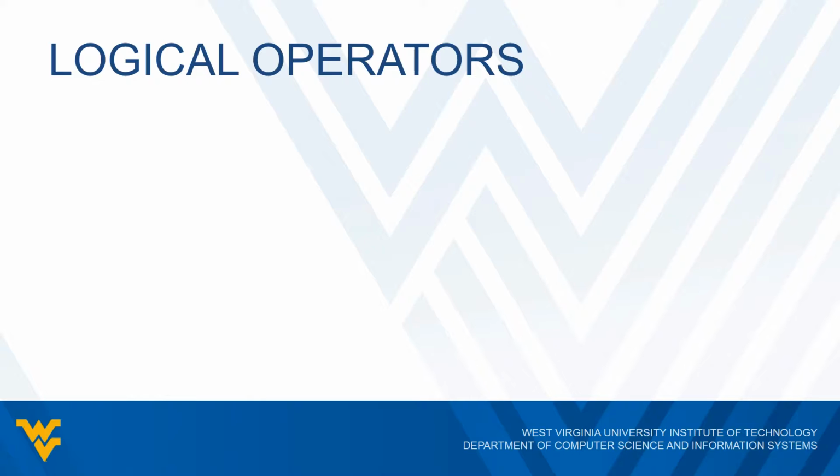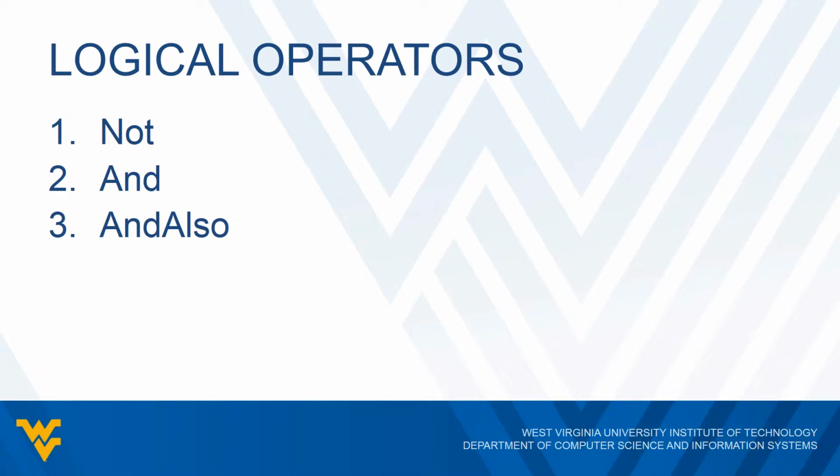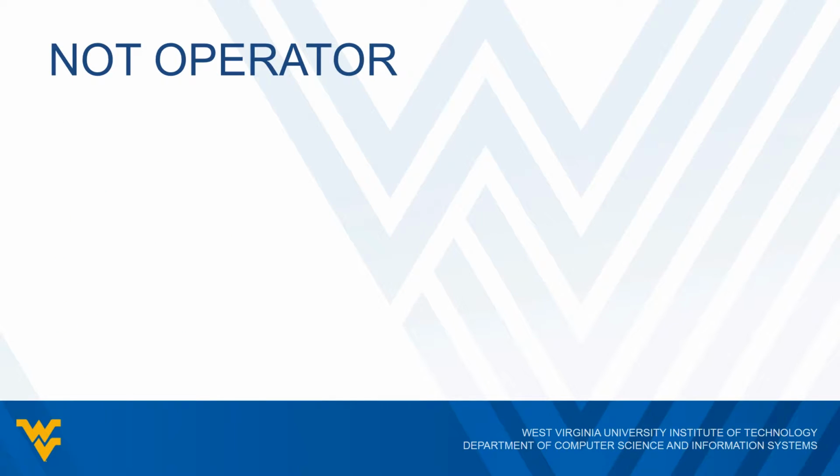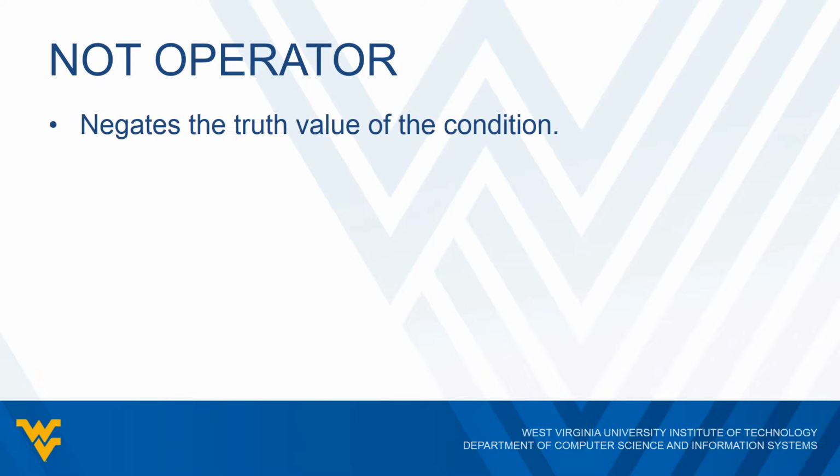There are 6 logical operators that we're going to take a look at. Some of them you'll be familiar with in other languages, others you may not be familiar with. We have not, we have and, also, we have or else, and we have XOR, also known as exclusive OR. The not operator works just like in other programming languages. It just negates the truth value of the condition.